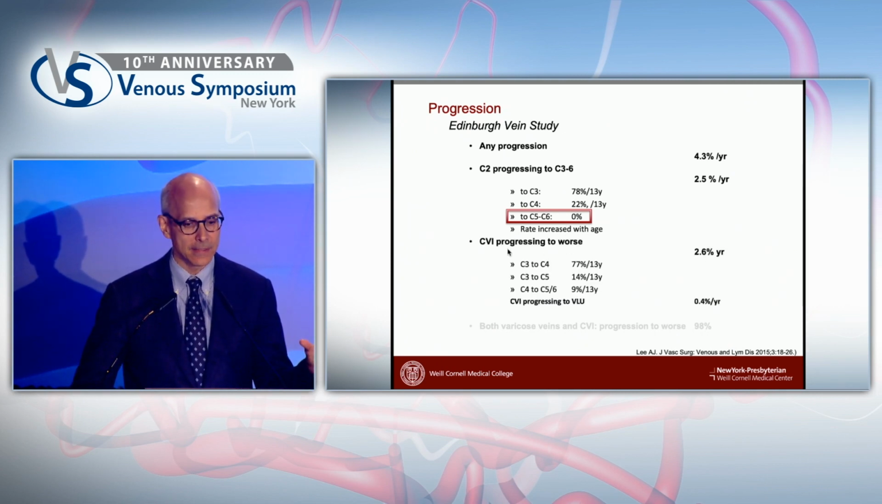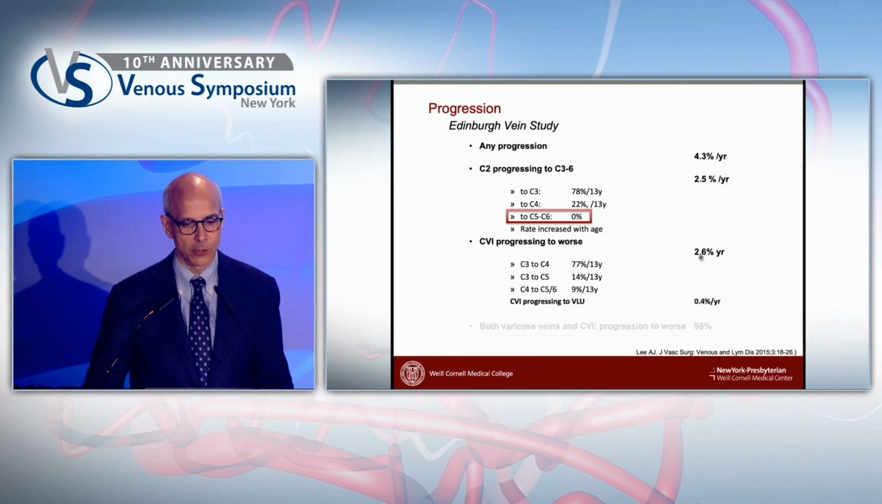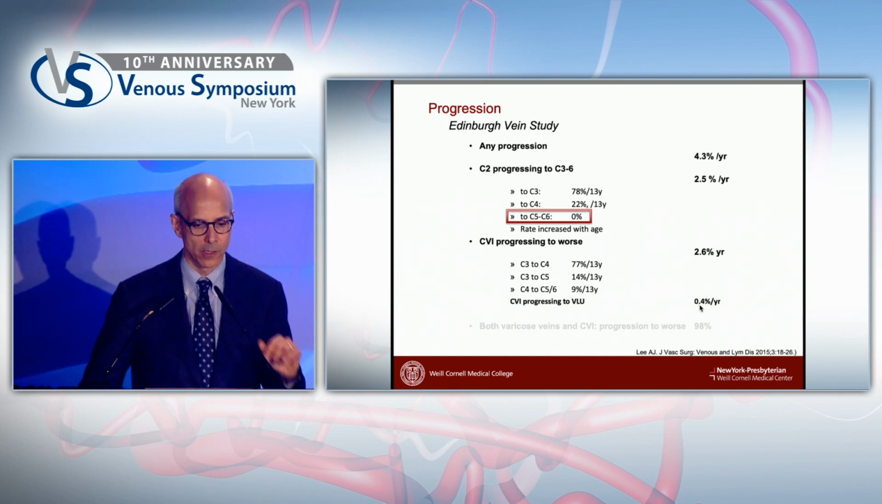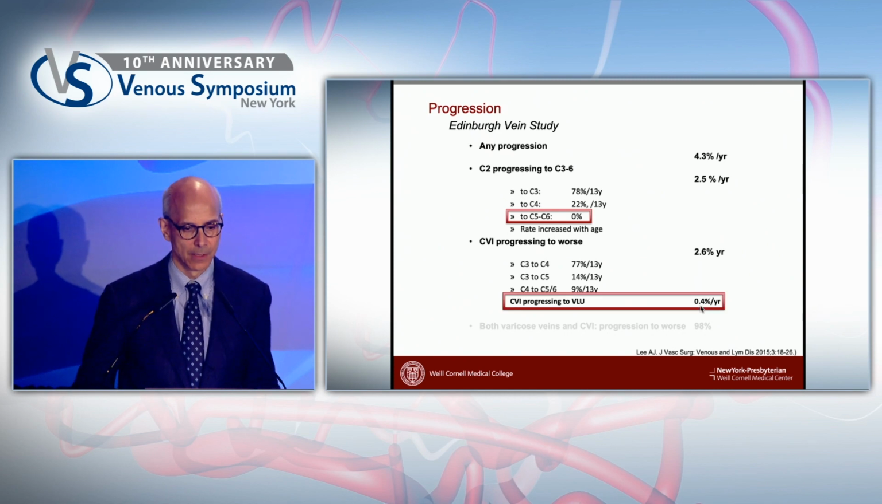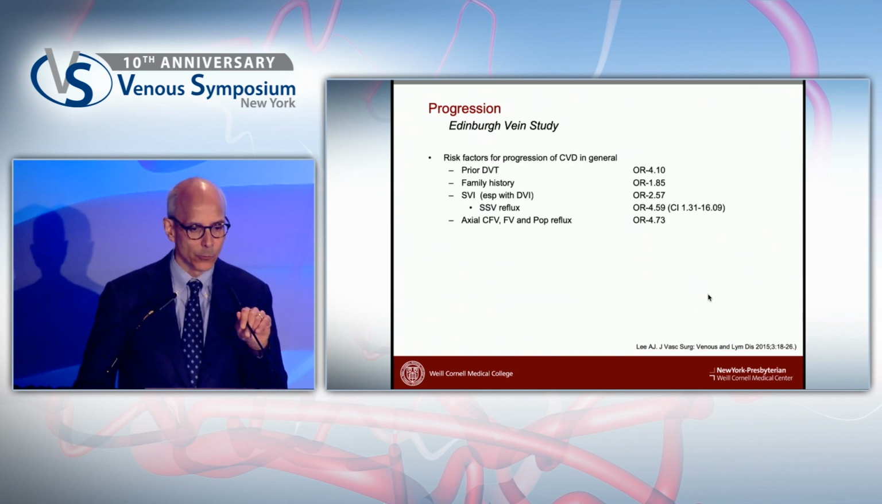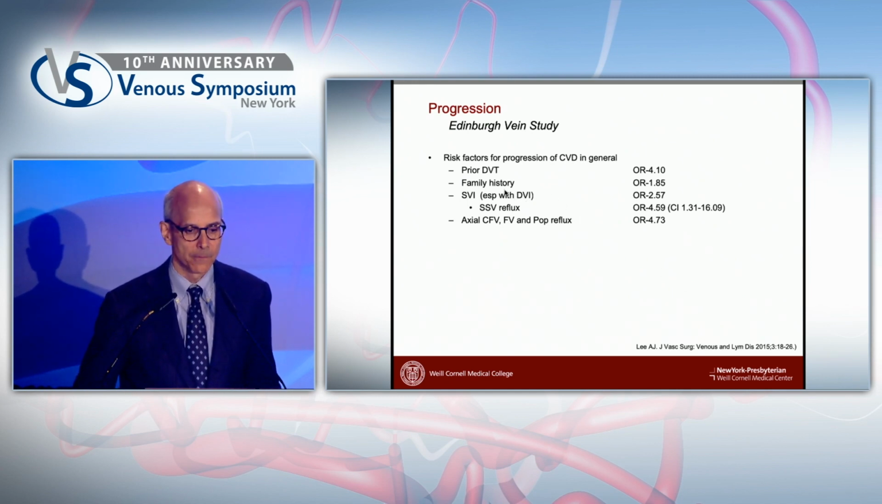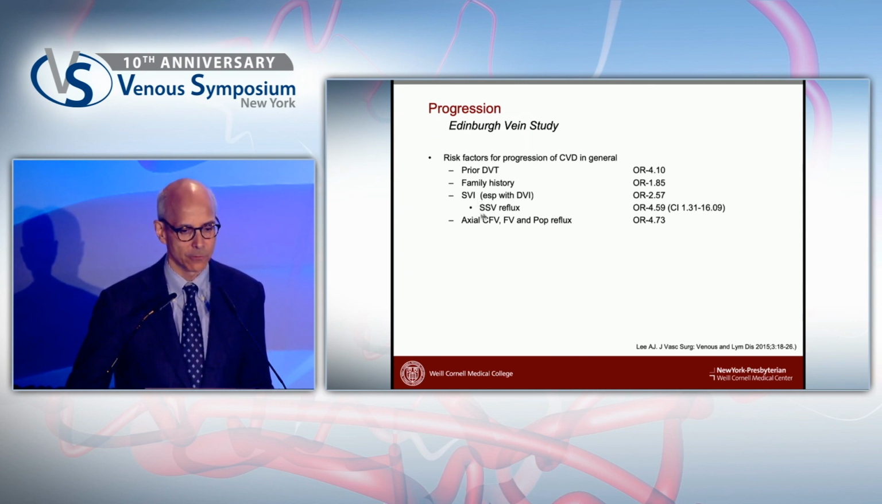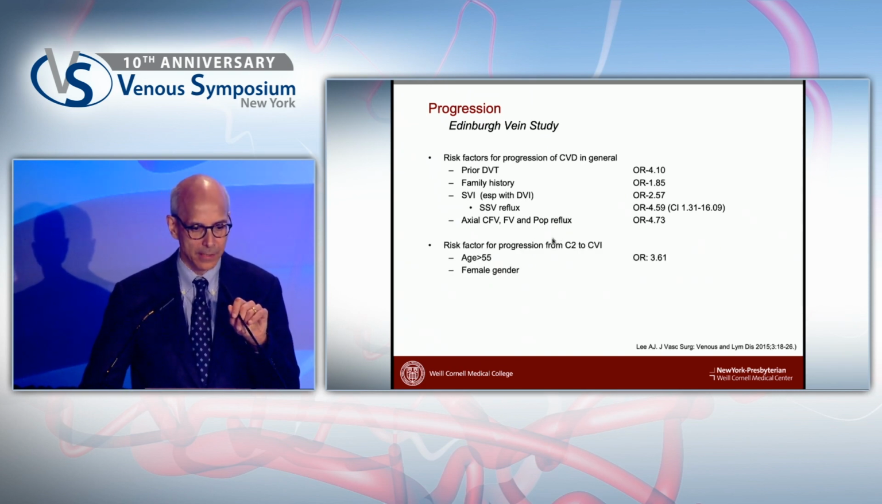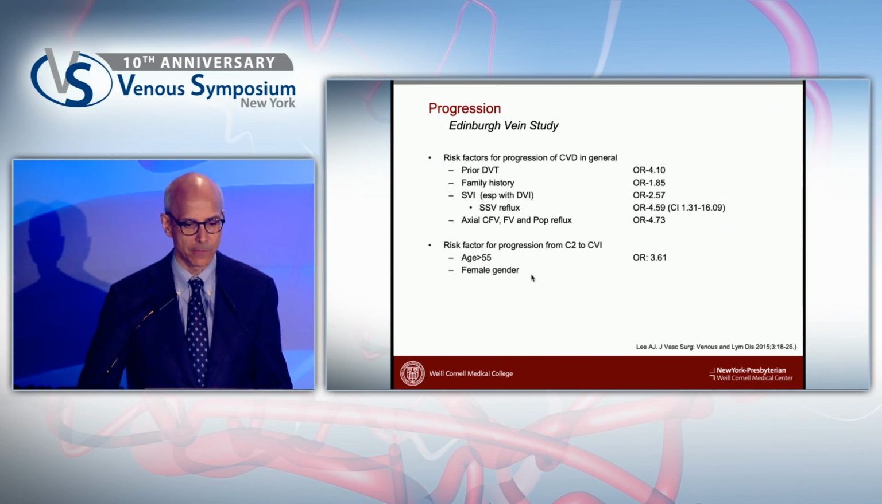For patients who already had CVI, progressing to worse CVI, a similar number, 2.6%. Again, most of the patients progressed to edema, and only a small number of patients with CVI that wasn't ulcer disease before progressed to ulcer disease later. The risk factors that they identified on a multivariate analysis were prior deep vein thrombosis, family history of varicose veins, superficial venous insufficiency, particularly small saphenous vein, which is interesting, and axial deep vein reflux. In addition, older patients and those of female gender.